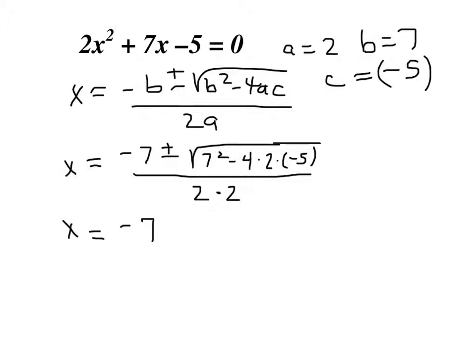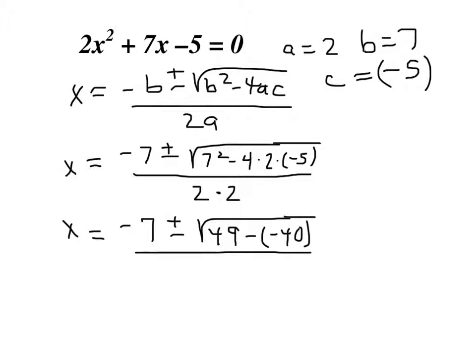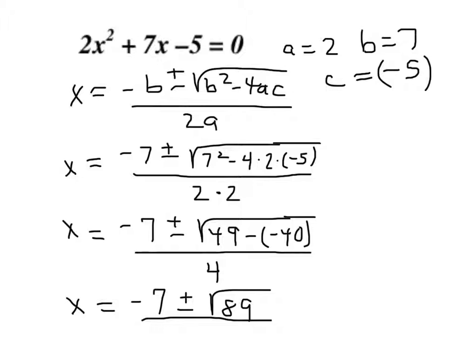So it's negative 7 plus or minus the square root of 49. 4 times 2 is 8. 8 times negative 5 is negative 40. So it's minus a negative 40. Keep those signs straight. All over 4. So it's negative 7 plus or minus the square root of 89 all over 4. And that's our solution. You cannot simplify the square root of 89, so that's our solution.